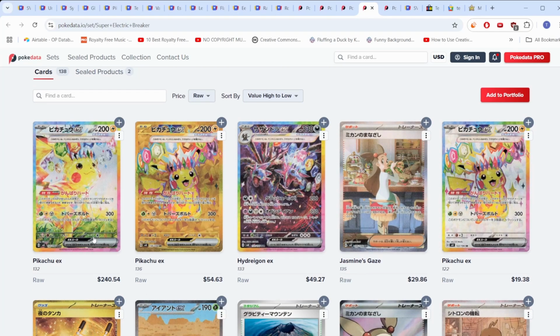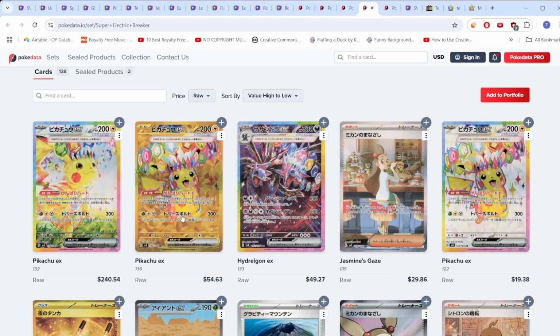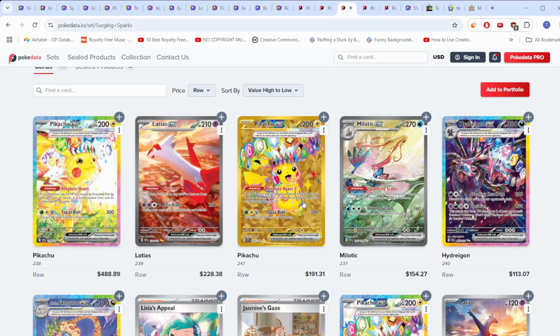Like the Pikachu over here is listed at 240, and then here it's 480. So I noticed when I looked through this, a lot of these cards just double in price from Japanese to English. Like this gold Pikachu, 54 over here. Actually, this is like a quadruple. Well, this was the outlier I mentioned earlier.